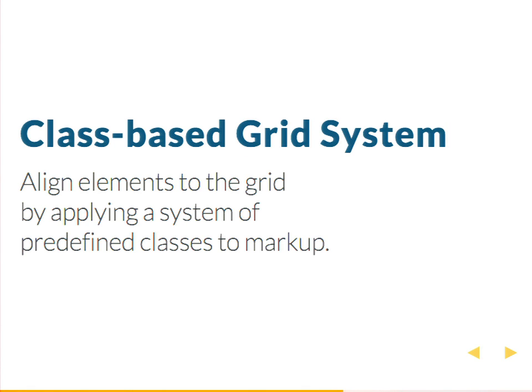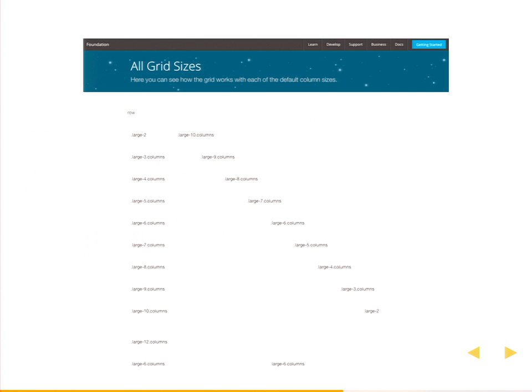So one way to implement a grid system is with the class-based grid system. Align elements to the grid by applying a system of predefined classes to markup. A lot of you will probably recognize this. This is the Foundation Grid Framework. This grid framework is created by having these sets of predefined classes like large two or large three columns, large nine columns. Those all have CSS properties applied to them. And you develop this grid by applying these classes to your markup.